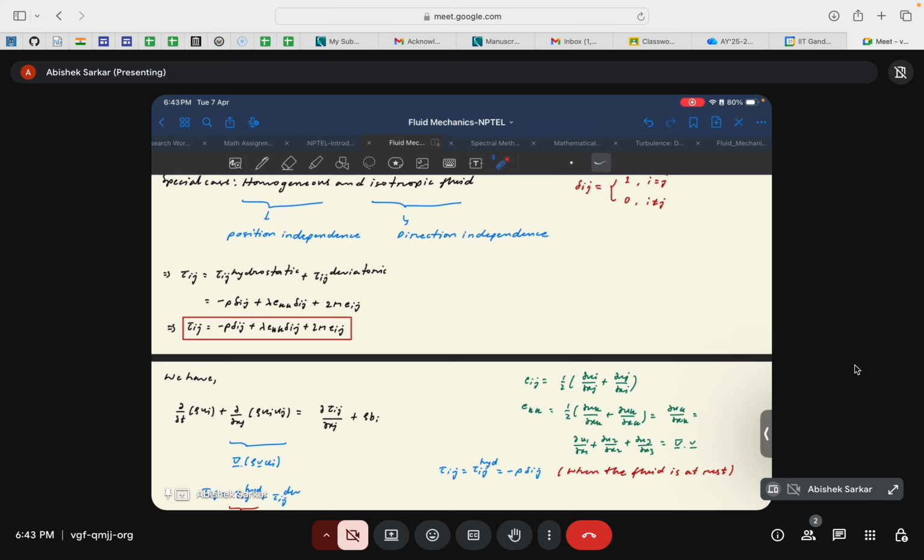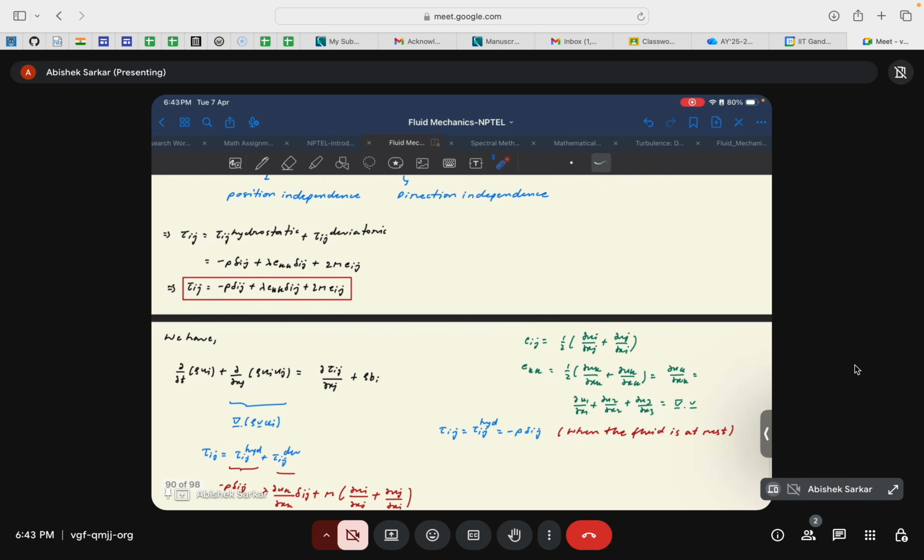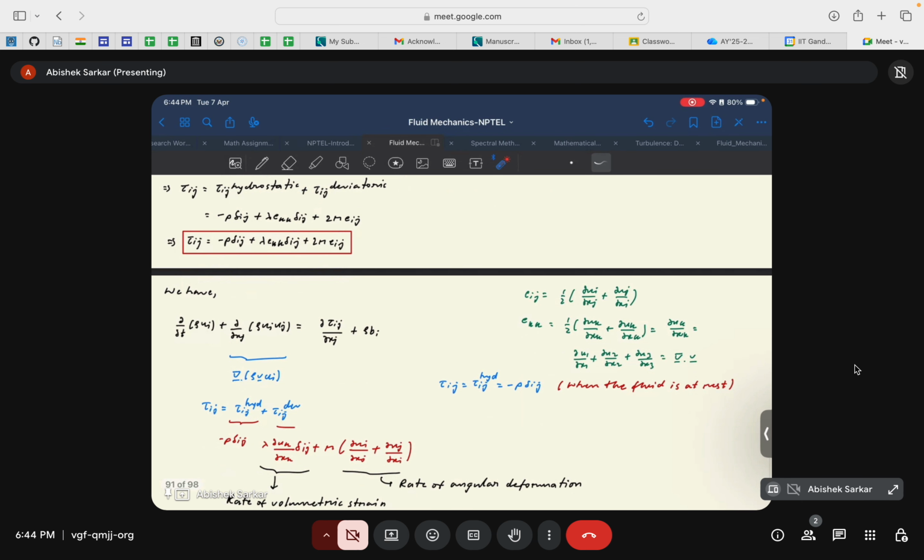What is lambda indeed? Lambda is popularly known as the second viscosity. In the textbook we have referred to, it is also known as the second viscosity, but let us see how we handle it. So let us proceed further. Again we have the Navier's equation, or the Cauchy momentum equation, in our hand, which is given by this form.